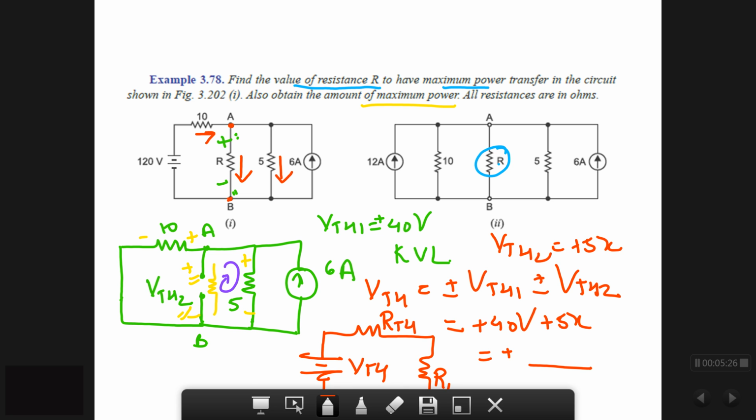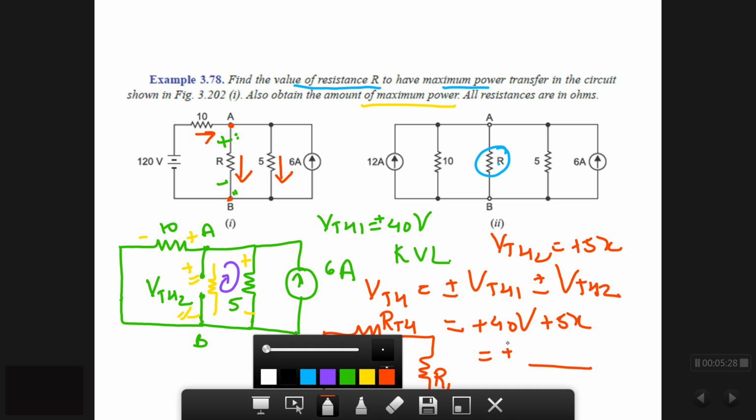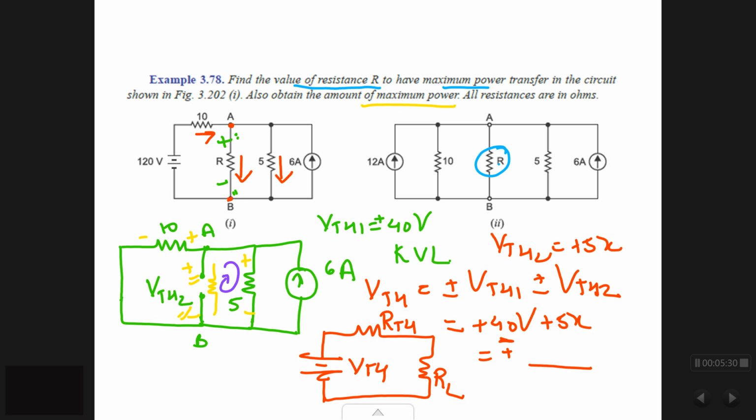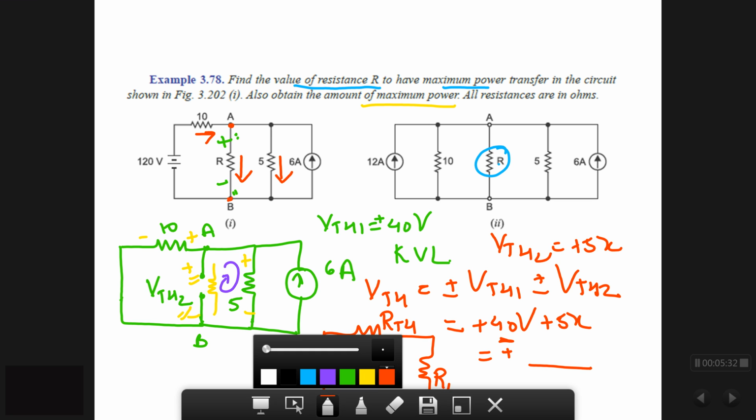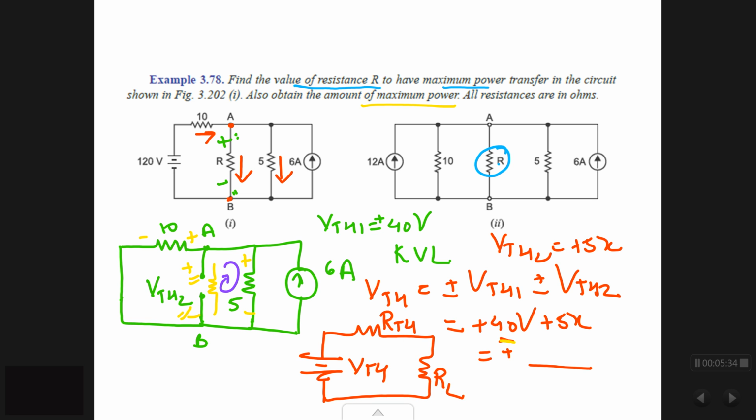Now one point I would like to mention is if the VTH answer comes out to be negative, no need to worry. It only means that instead of connecting the positive terminal of a battery on top, you have to connect the negative terminal of a battery on top. It doesn't mean that your answer is wrong. You get a minus depending upon the polarities you have got over here. So this is what you get.